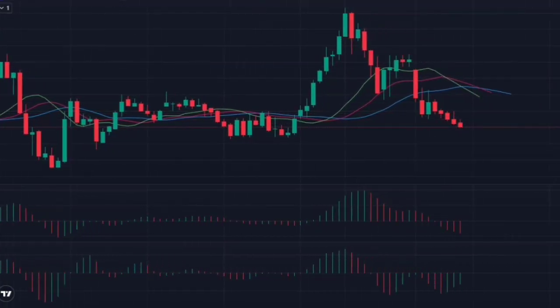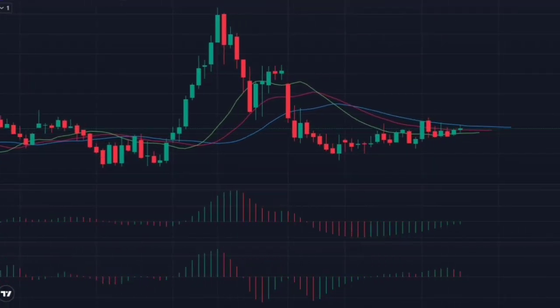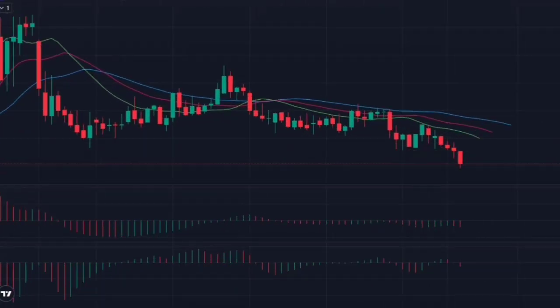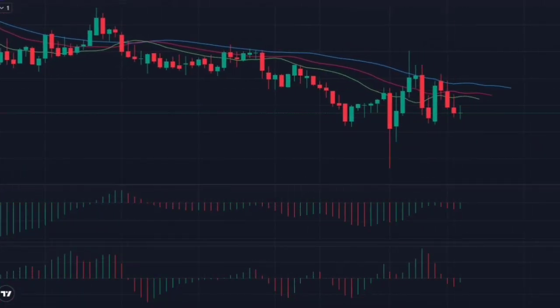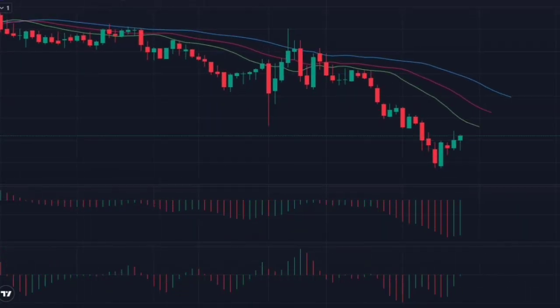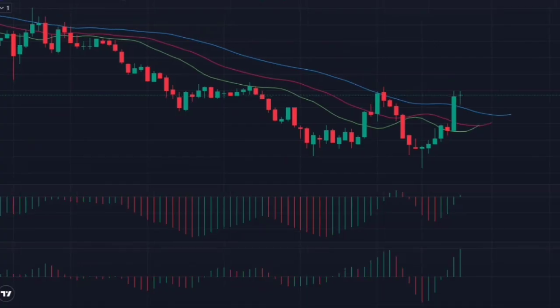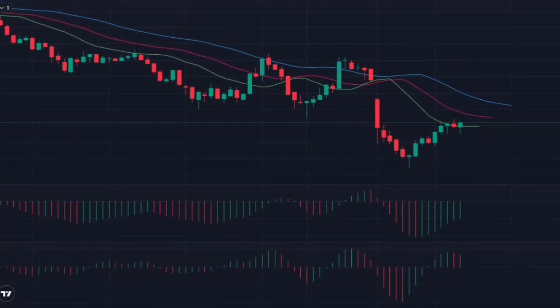But look here. The lips cross above the teeth and the jaw and start to widen. The alligator is waking up. He is hungry. He is opening his mouth. This is the birth of a trend. As a rule, we only want to be placing trades when the alligator is eating, when the lines are fully separated and pointing in one direction.